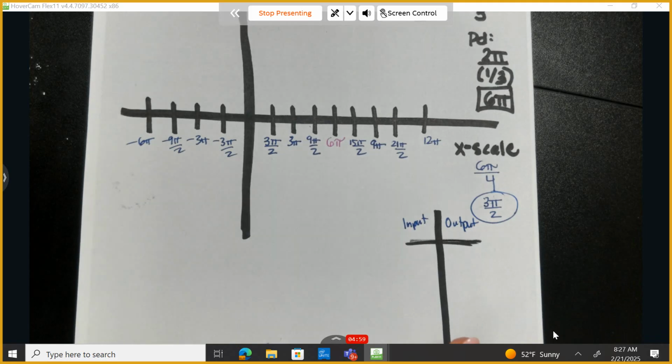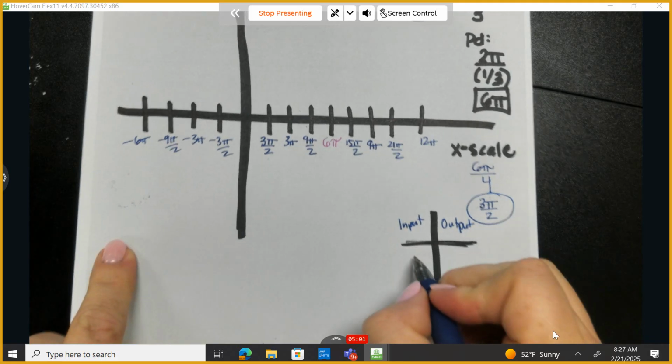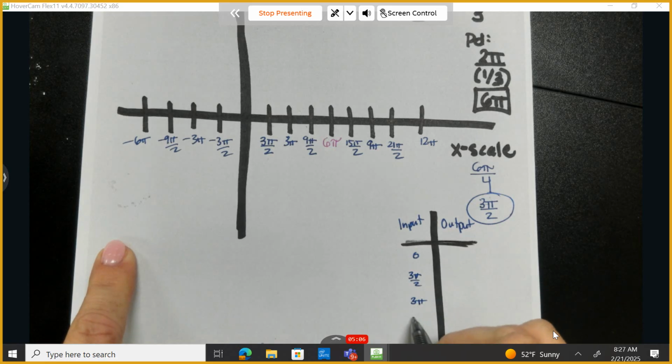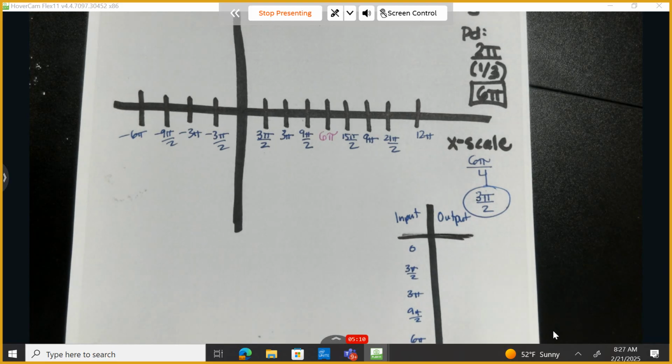Your inputs will be steps 0 through 4. So here's step 0, 1, 2, 3, and 4. Steps 0 through 4. And now it's time to learn how to cheat.